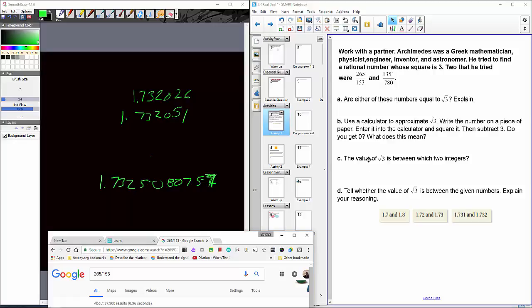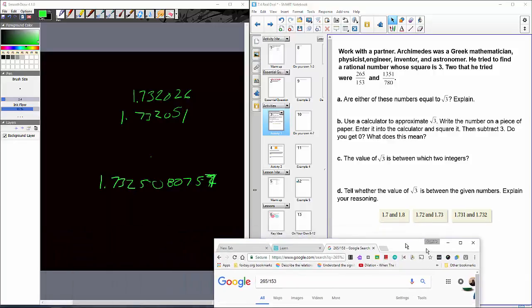And it says the value of the square root of 3 is between what two integers? Well, it's between 1 and 2, closer to 2. And then I want to know which one of these it is closest to. Is it between 1.7 and 1.8, 1.72 and 1.73, or 1.731 and 1.732? Well, let's look here.